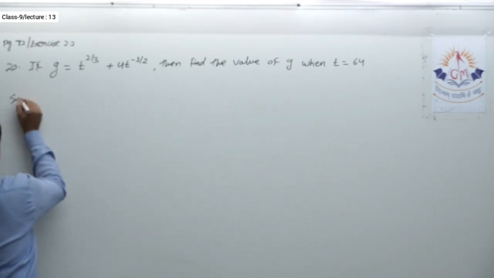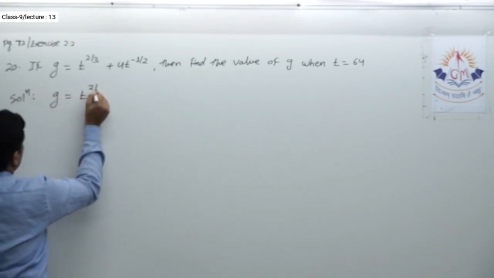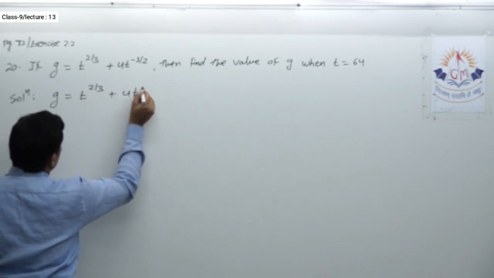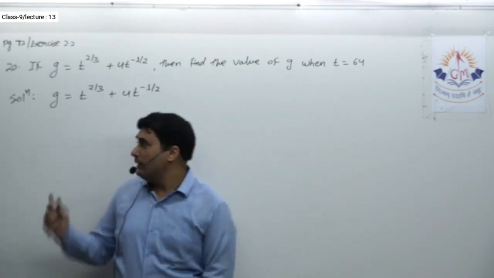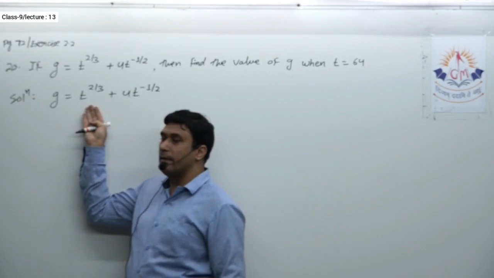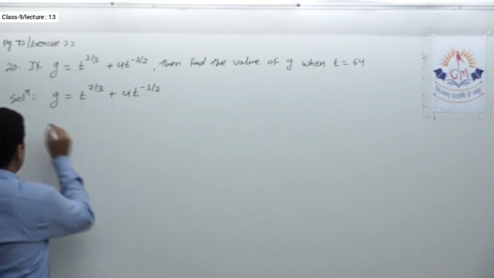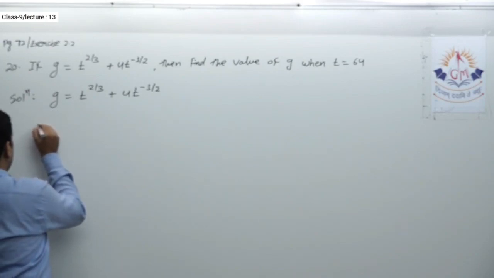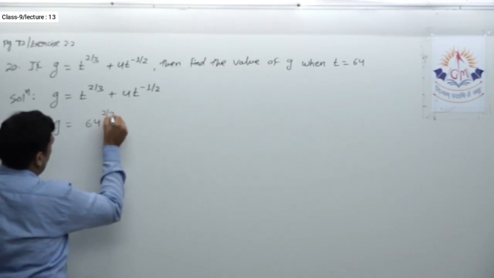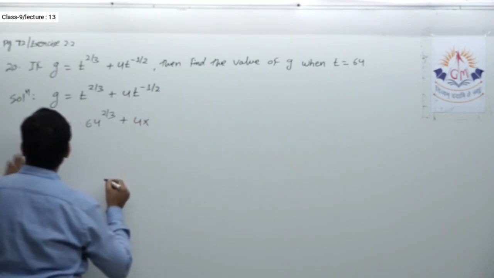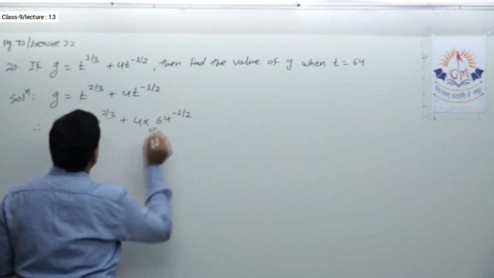So let us see how to solve this. See, we have g is equal to t raised to 2 by 3 plus 4 t raised to minus 1 by 2. We already solved this type of sum. The only thing is, over there the values were given directly, but over here it is given that t is equal to 64. The framing of the question is different, that is the only difference. So g is equal to, at the place of t I put 64 raised to 2 by 3 plus 4 into, at the place of t I'll put 64 again, raised to minus 1 by 2.